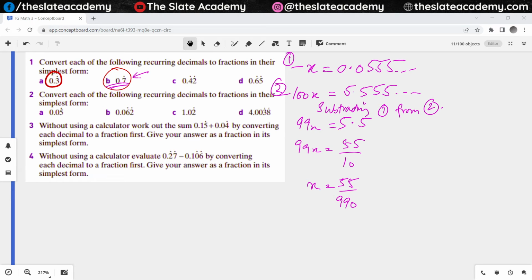By the way, this 55 by 990, it can be reduced further if we divide them by 11. So 11 fives are 55 and 5 11s are 55, and 5 9s are 45, 5 8s are 40. So 11 by 198, this would be the simplest form of this fraction.